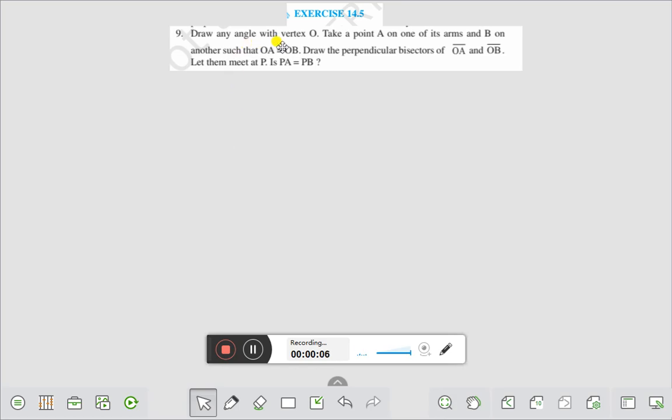Draw any angle with vertex O. Take a point A on one of its arms and B on another such that OA is equal to OB. Draw the perpendicular bisector of OA and OB. Let them meet at P. Is PA equal to PB?